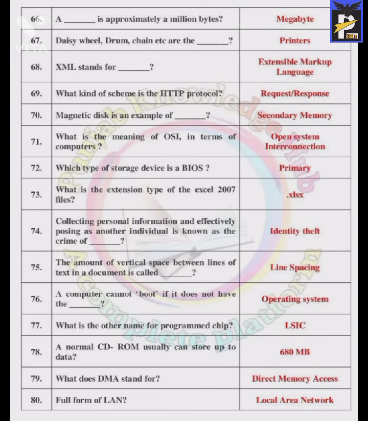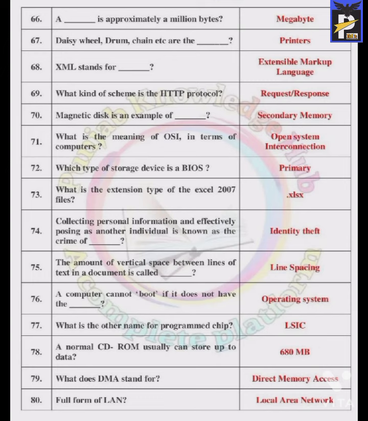What is the extension type of the Excel 2007 files? .xlsx. Collecting personal information and effectively posing as another individual is known as the crime of? Identity theft. The amount of vertical space between lines of text in a document is called? Line spacing. A computer cannot boot if it does not have the? Operating system. What is the other name for program chip? LSIC. A normal CD-ROM usually can store data up to? 680 megabytes.